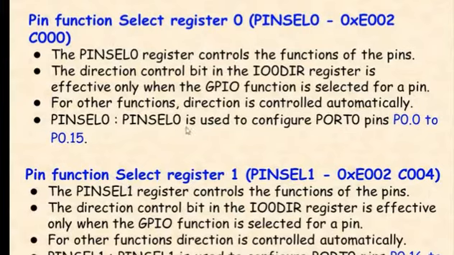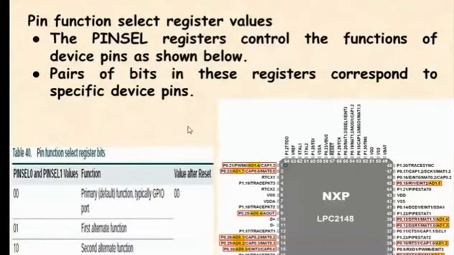Now, this is your pin diagram and this is your pin select table. If it is 0 0, it is your primary function, that is general purpose input output. If it is 0 1, then first alternate function. If it is 1 0, then second alternate function, and if it is 1 1, then reserved.